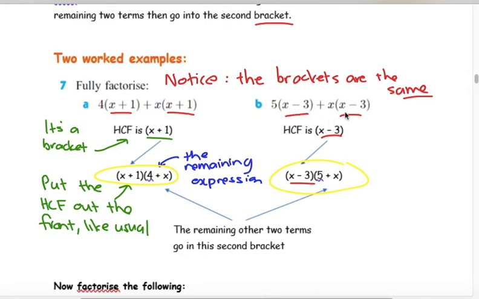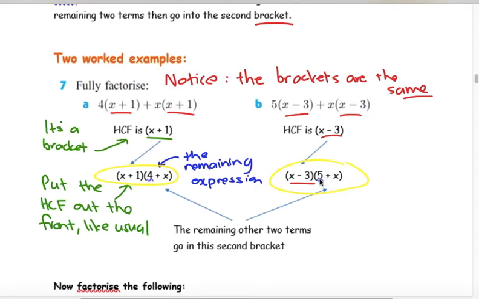Same with this one, the highest common factor is a bracket, so the highest common factor is x minus 3, which is the expression in the bracket. Pop the highest common factor at the front like before, x minus 3. Make sure to put it in a bracket. If you don't put it in a bracket, it won't be correct. And then the remaining two parts are the 5 and the x. So 5 plus x goes into the other bracket, and that's the answer. That's why I've circled it in yellow.